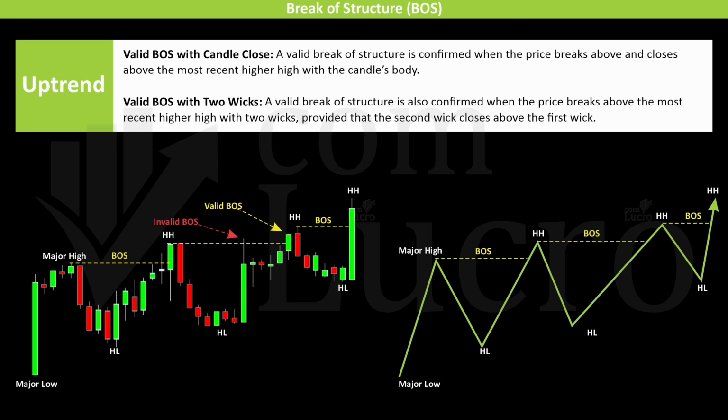Continuing our exploration, if the price breaks the previous higher high with a long wick or shadow, and the body of the candle closes below the high's range, and if the subsequent candle's wick does not exceed the first candle's wick, this does not qualify as a valid break of structure. In this instance, the resulting low is treated as an internal structure within the trading range.